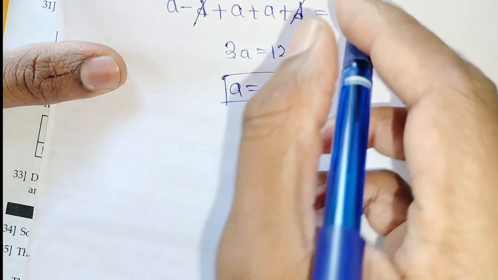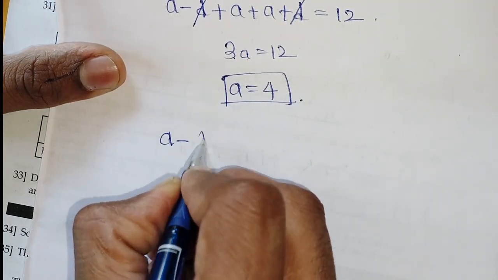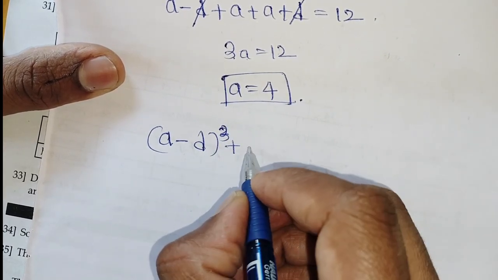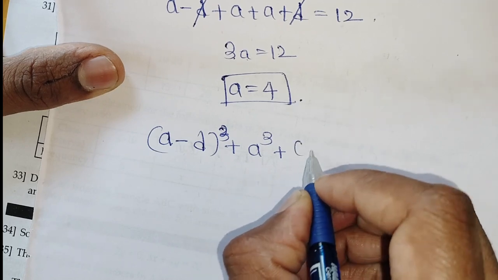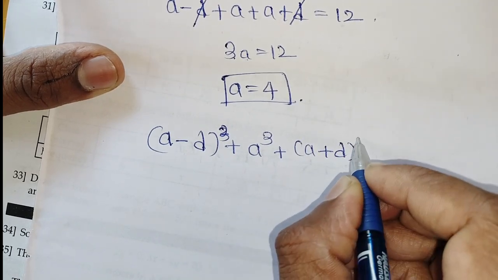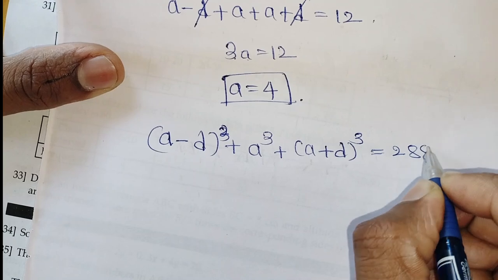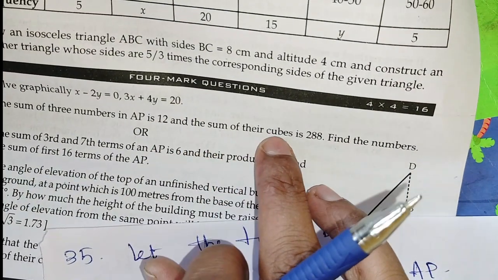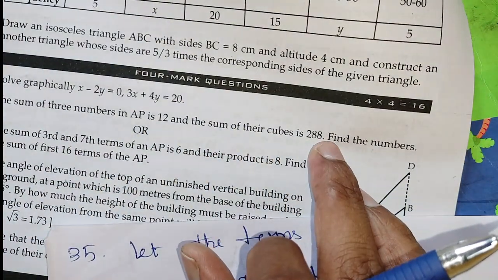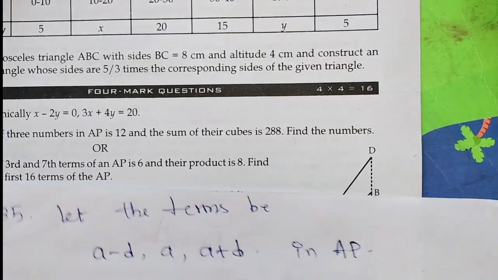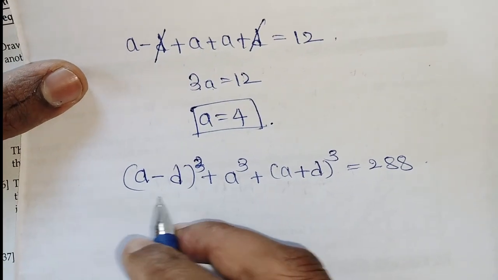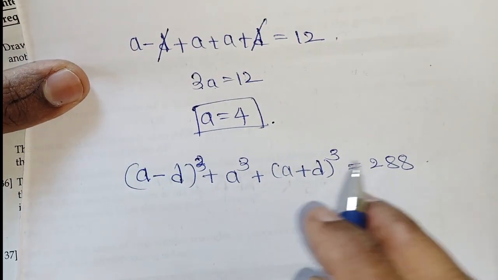And the sum of their cubes, individual cubes, is 288, it's given. Sum of the cubes of the three terms is 288. So by solving this, we have to find the common difference.